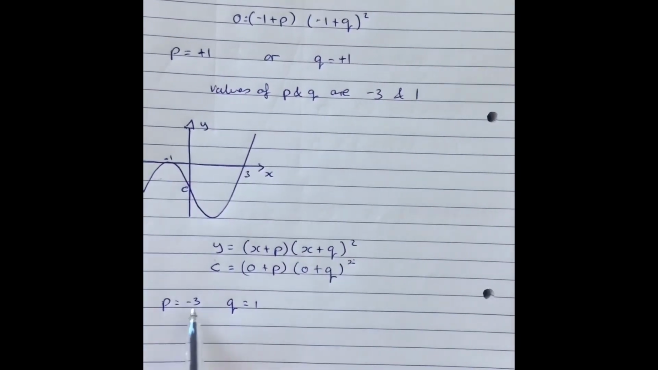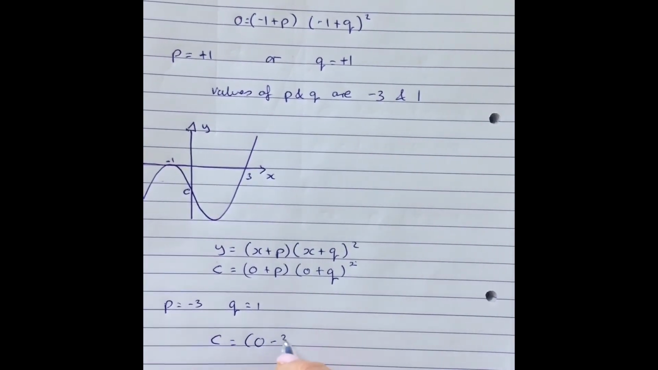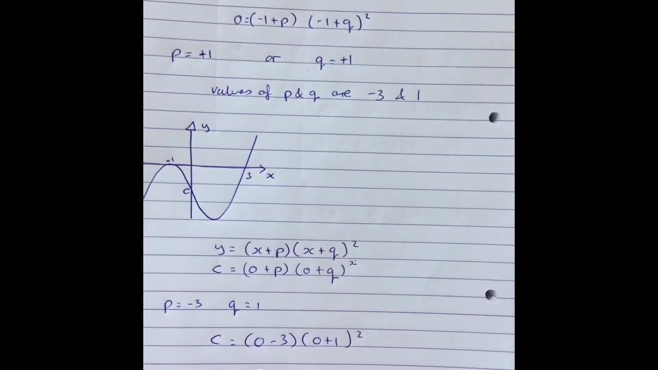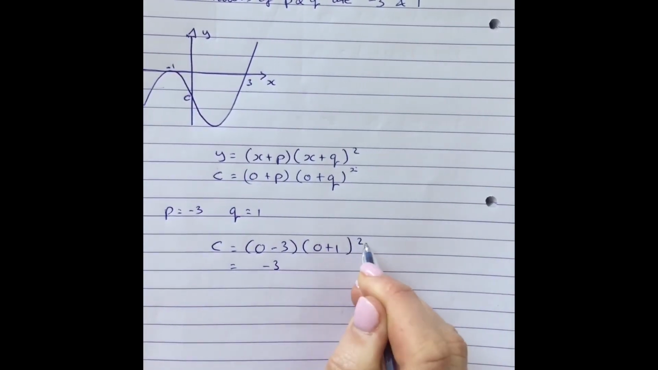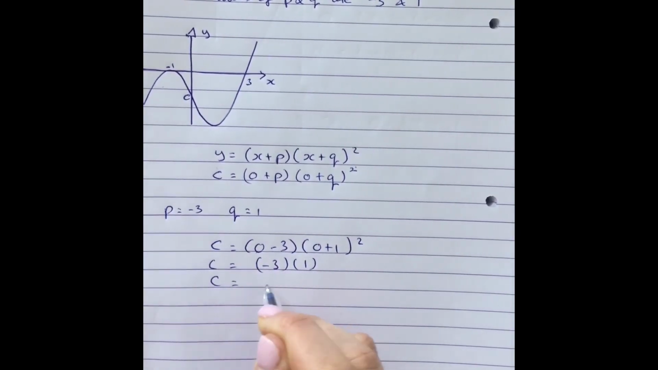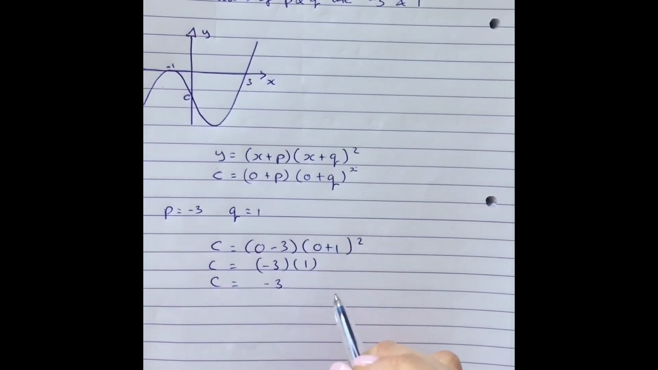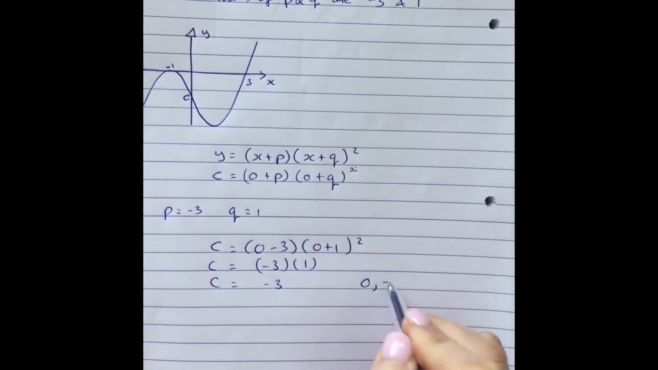We already know that p is minus 3 and q is 1, so c is equal to (0 minus 3)(0 plus 1) all squared. 0 minus 3 is minus 3, positive 1 all squared is 1. So c is equal to minus 3, and the coordinates of where the curve crosses the y-axis is (0, minus 3).